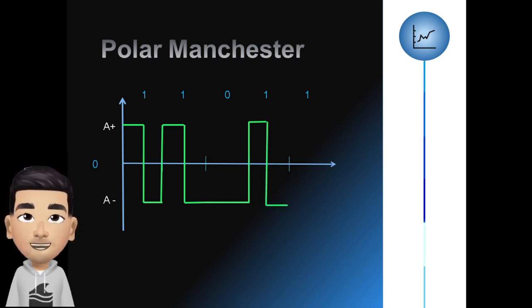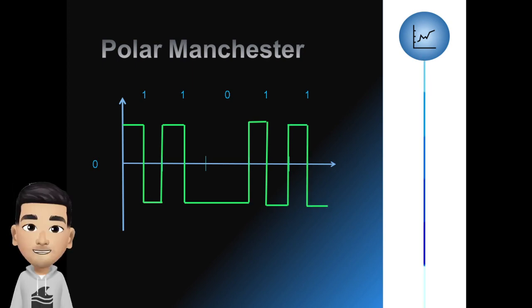Then the next input is also 1, so it will make the signal rise up again to A positive to complete its half of the cycle. Then it will also go down to A negative to complete its other half of the cycle.